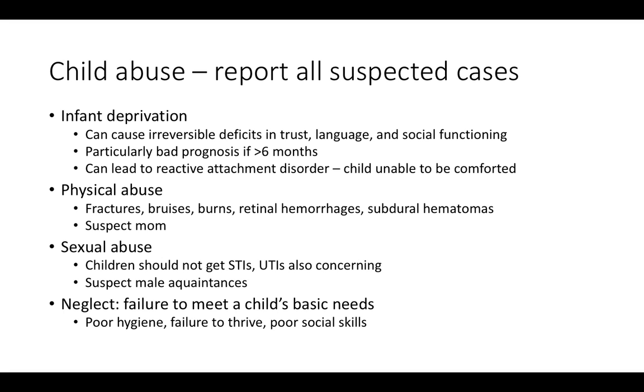So in these cases, the most common culprit is the mother. Also, frequently in question stems, it'll mention a young mom and her young boyfriend. He should also be suspected in these cases. Sexual abuse. So obviously, kids should not get sexually transmitted infections at all. If they have an STI, then you need to think about sexual abuse. UTIs can also be concerning. Obviously, if they have any sort of suggestive traumas, anal, genital, oral trauma, then you need to look into that. In this case, you want to suspect male acquaintances. They're the most likely culprits.